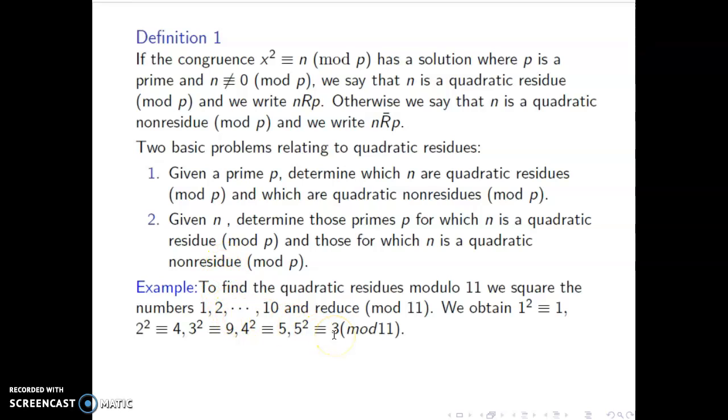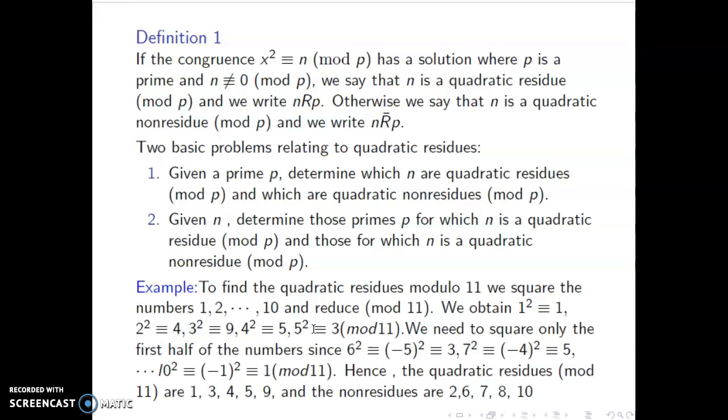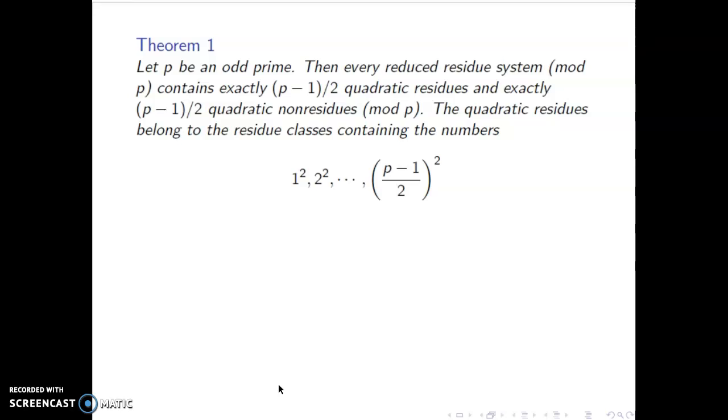Now we don't need to go further because 6 is the same as minus 5 mod 11, and therefore 6 squared is the same as minus 5 squared, which is equal to 3 mod 11. 7 squared is equal to minus 4 the whole squared, which is 5 mod 11, and so on till we reach 10 squared, which is the same as minus 1 the whole squared, which is 1 mod 11. Hence, the quadratic residues mod 11 are 1, 3, 4, 5, 9 and the non-residues are 2, 6, 7, 8 and 10.